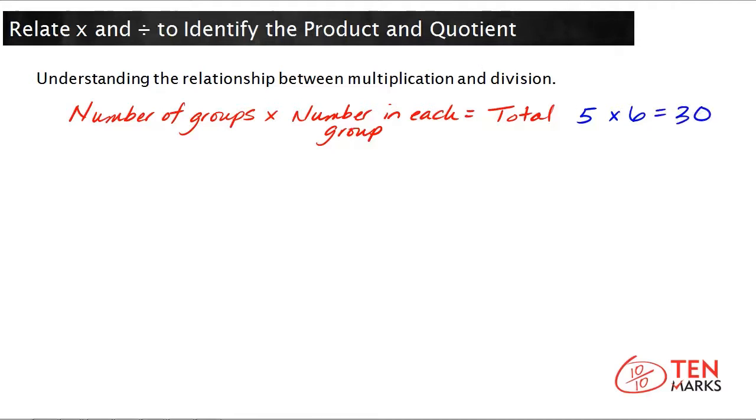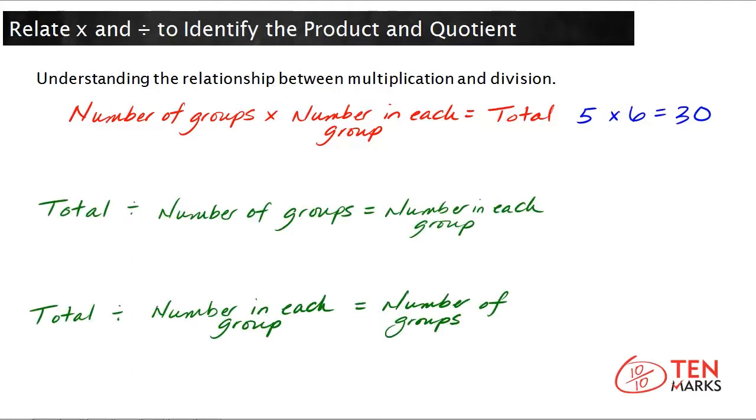Division is the reverse of multiplication, and let me show you what I mean. There are 2 different ways you can think about the division sentence. Let me talk about the first one. If you know the total and you divide it by the number of groups, you can find the number in each group. Working with the same numbers, if you have 30 in all, and you want to divide that into 5 groups, each group has 6 objects.